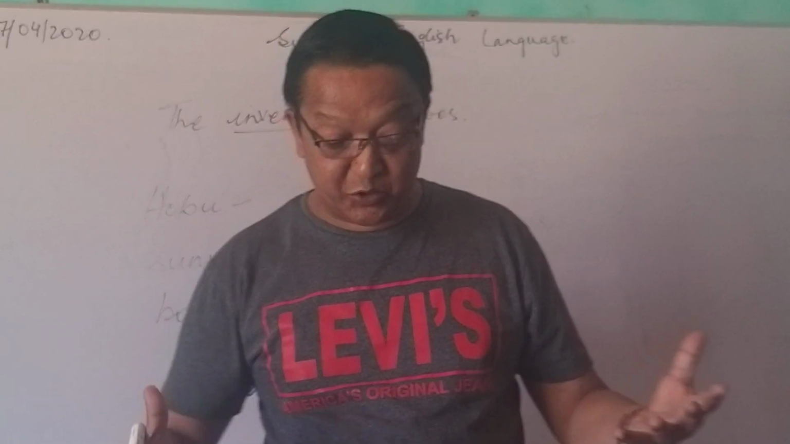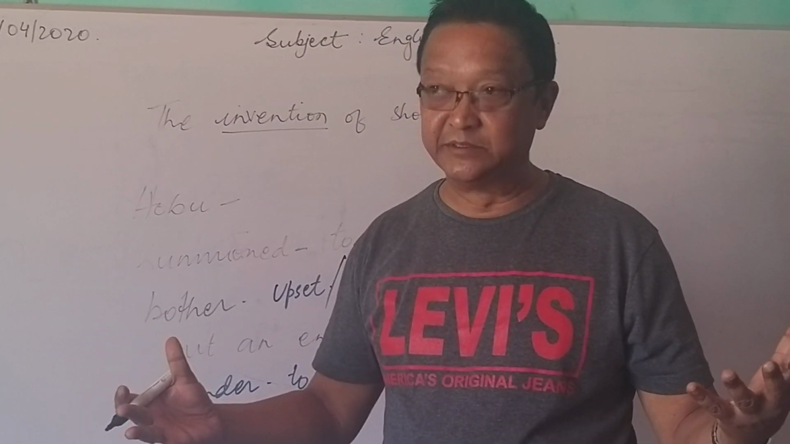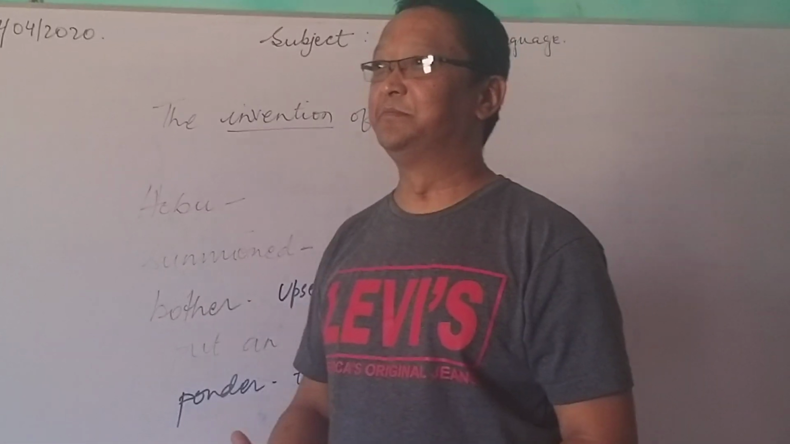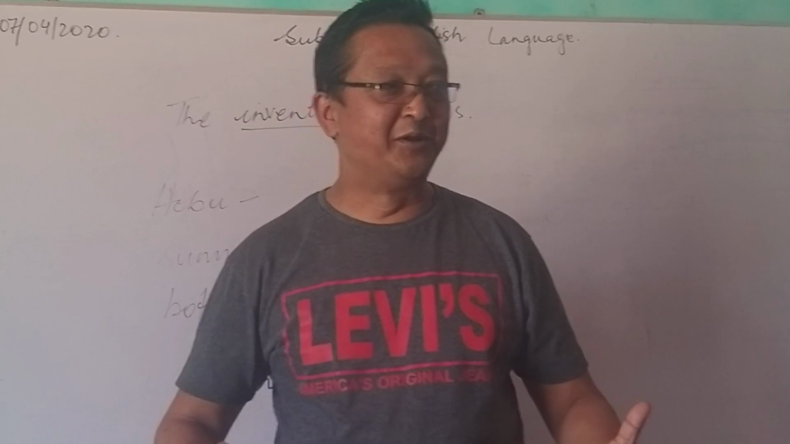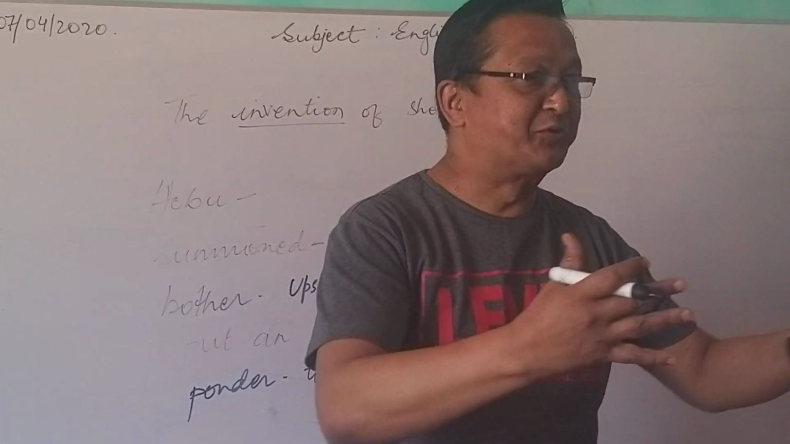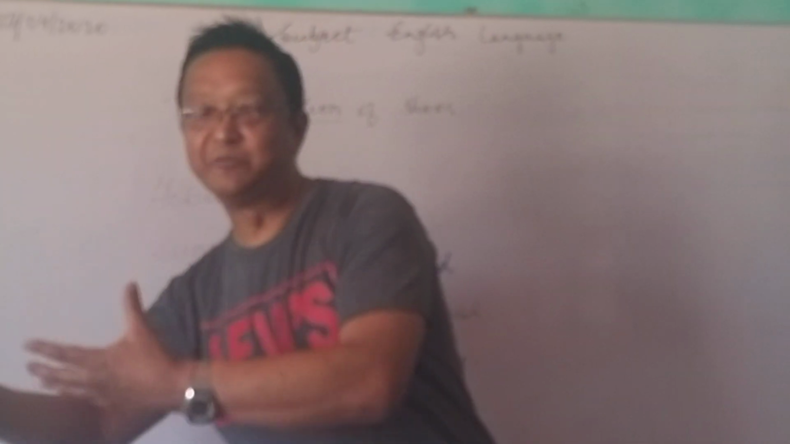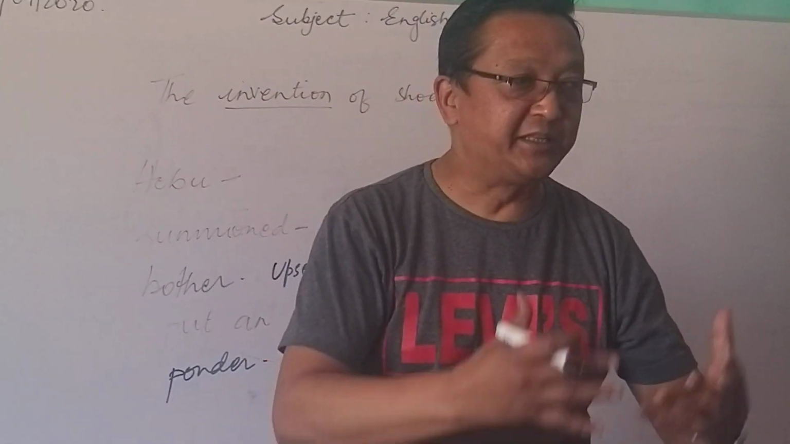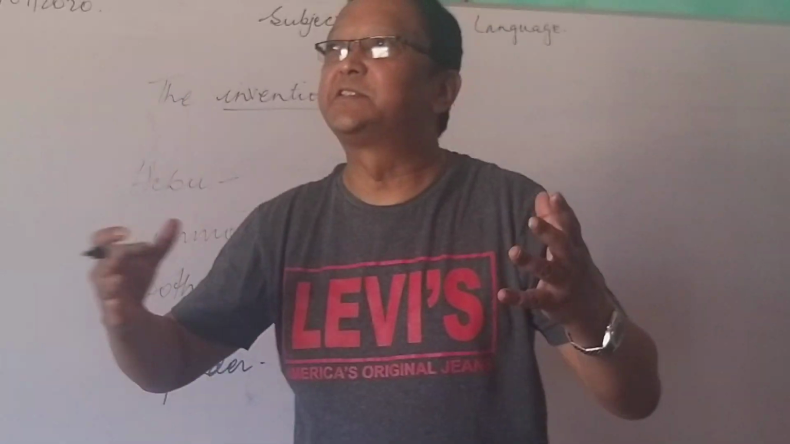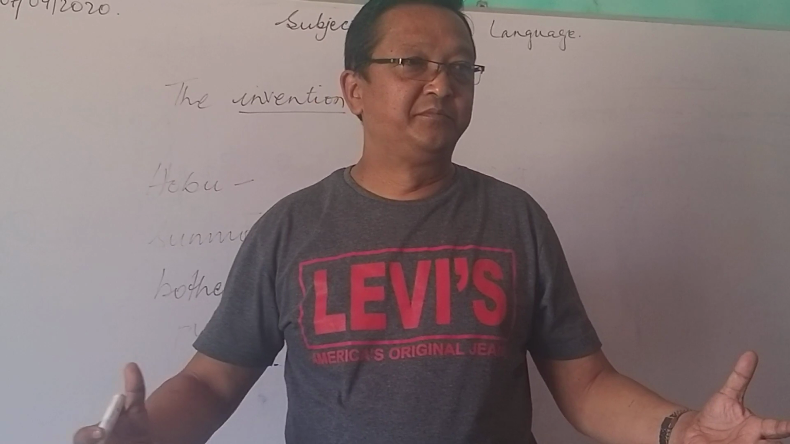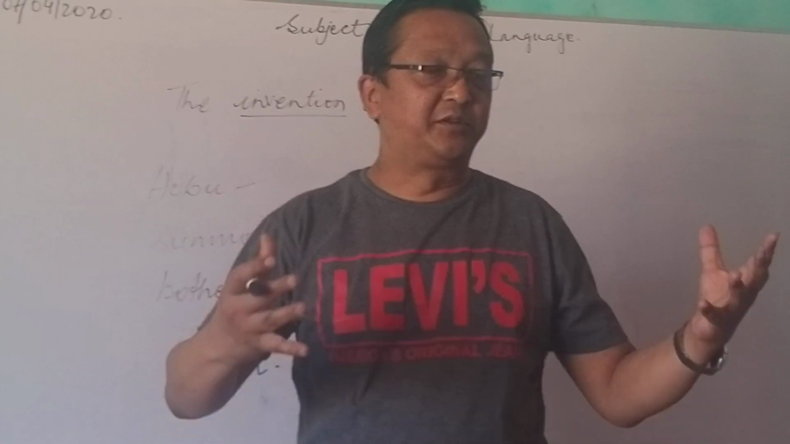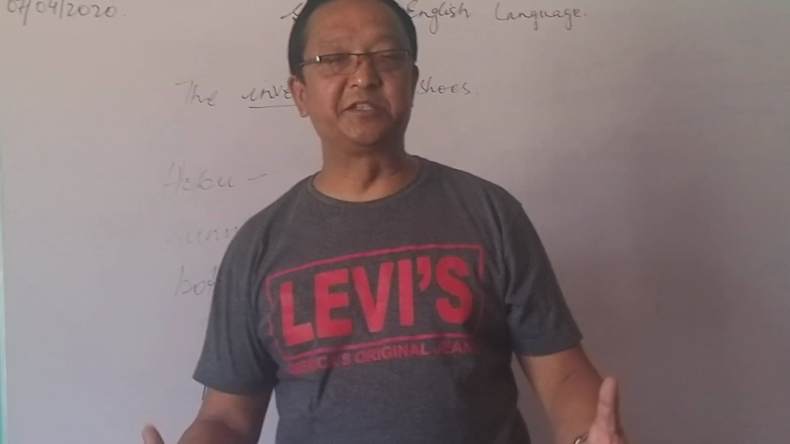In the kitchen, the cooking stopped. Now, in the kitchen, we cook the food. Cook means there are two types of cook. One is bhat and one is naan. So in this sentence, this is a noun. The cooks stopped cooking. Cooks stopped cooking in the kitchen.